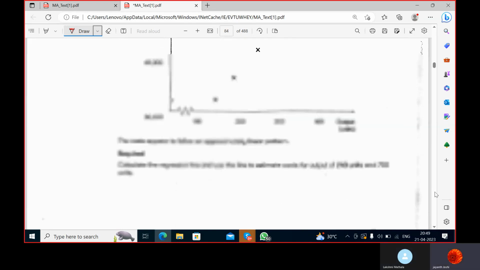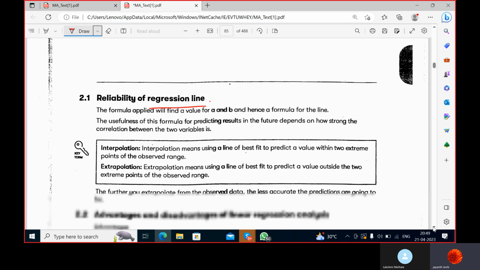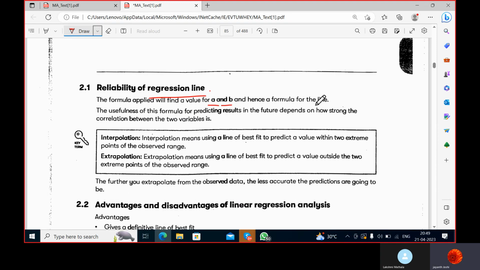Okay, now coming to reliability of regression line. The formula applied will find a value for a and b, and hence a formula for the line, of course. The usefulness of this formula for predicting results in future depends on how strong the correlation between two variables is.